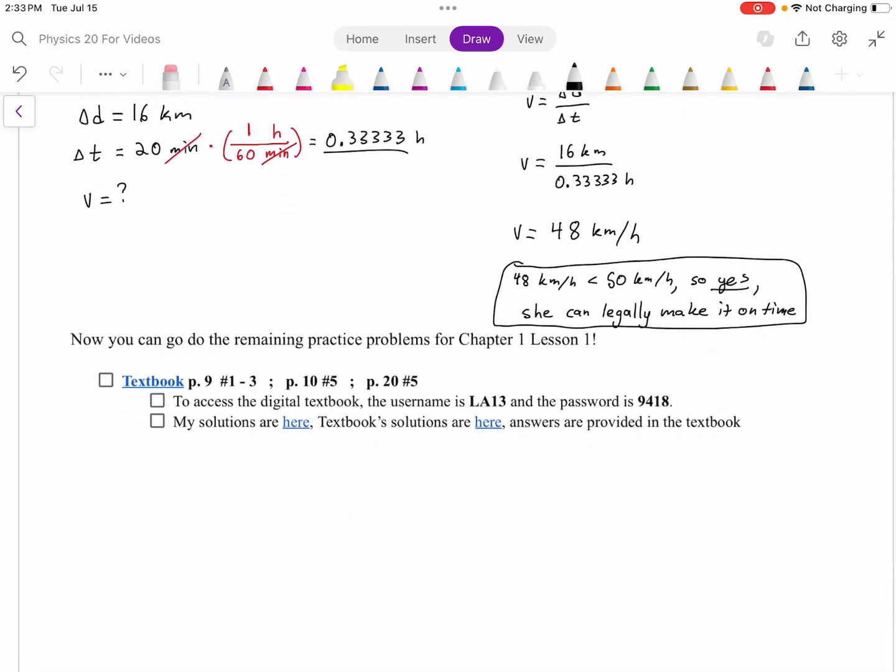Okay, so now what you should do, maybe take a little break, but you can go do the remaining practice problems for chapter 1, lesson 1. I've listed them here as well, so they're convenient for you to find. And the instructions for how to access it are all there as well. You can check your work against my solutions, or you can see the textbook solutions. To be honest, the textbook solutions are a little neater, but sometimes it's nice to see it the way that I wrote it during the lesson as well, okay?